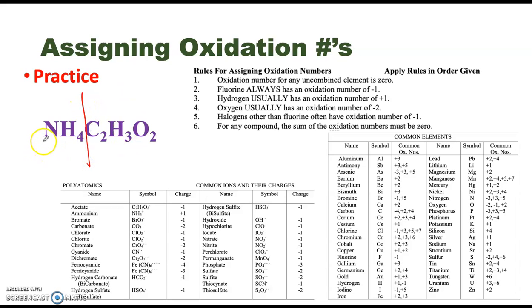This one looks complicated, but it's actually quite simple. You just need to recognize that NH4 is a polyatomic, and this whole thing is a polyatomic. And then you look, NH4 is a +1, and acetate, C2H3O2, is a -1. So that is where we will end, and we'll practice more in class.